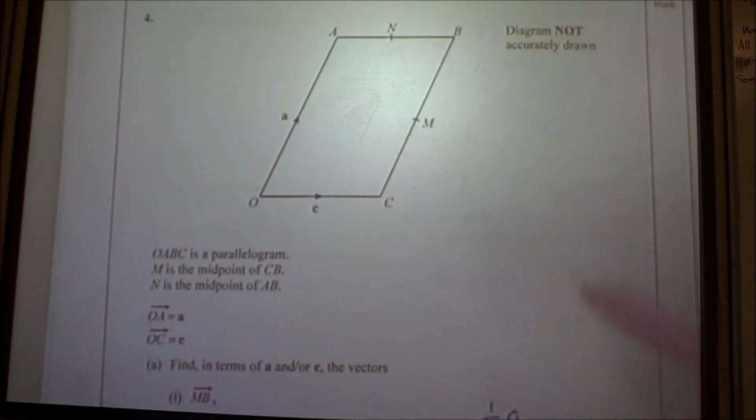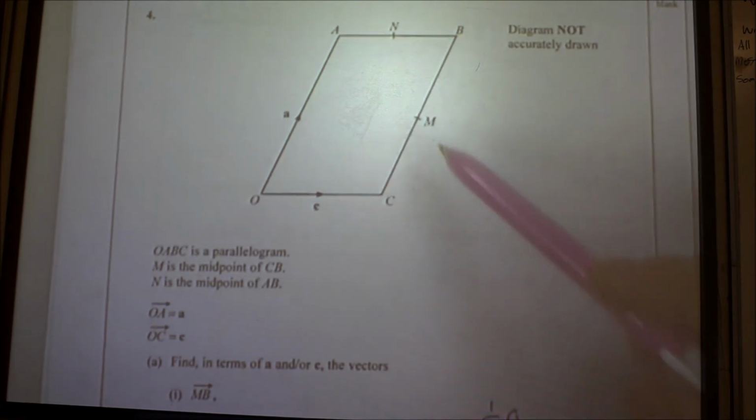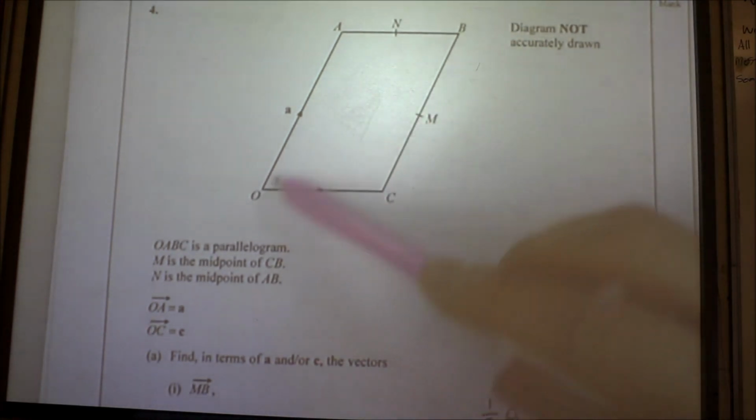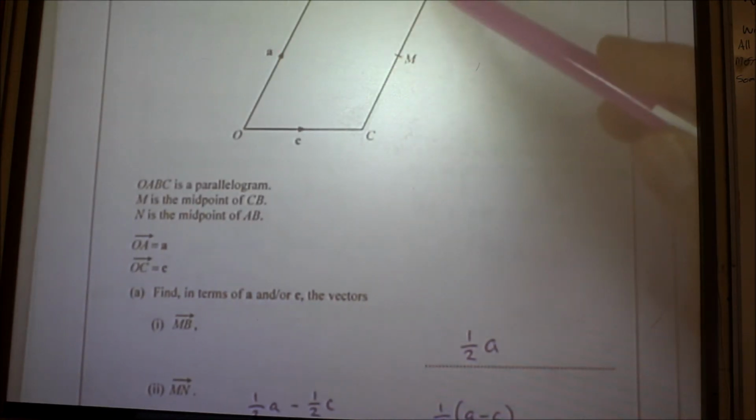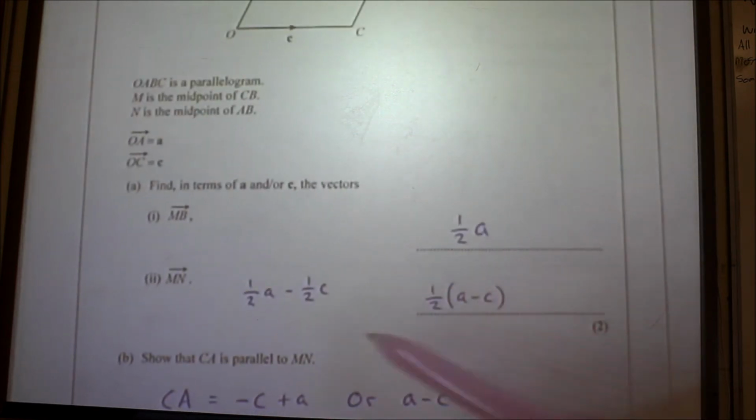Question number 4. Find MB. MB is simply a half A, because all of that's A, so MB is a half A. MN is a half A minus a half C, so then I've factorised it and put it in brackets.